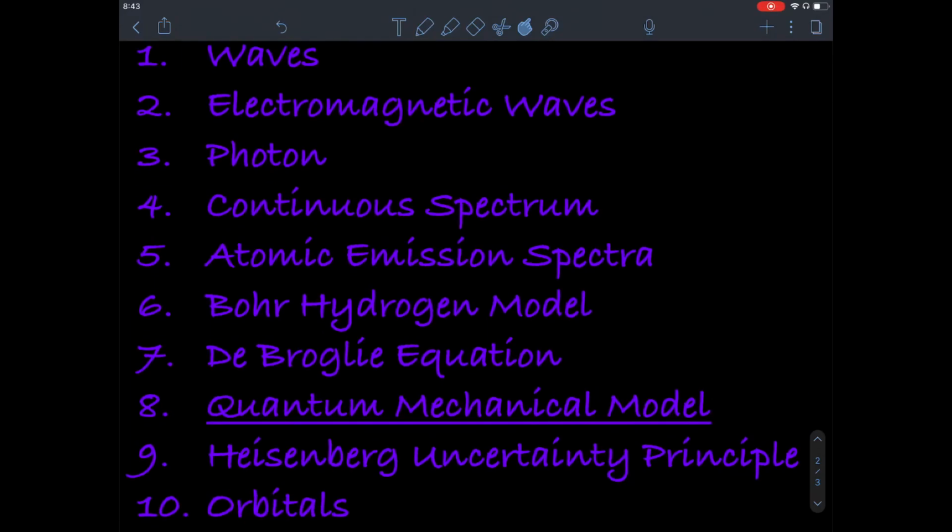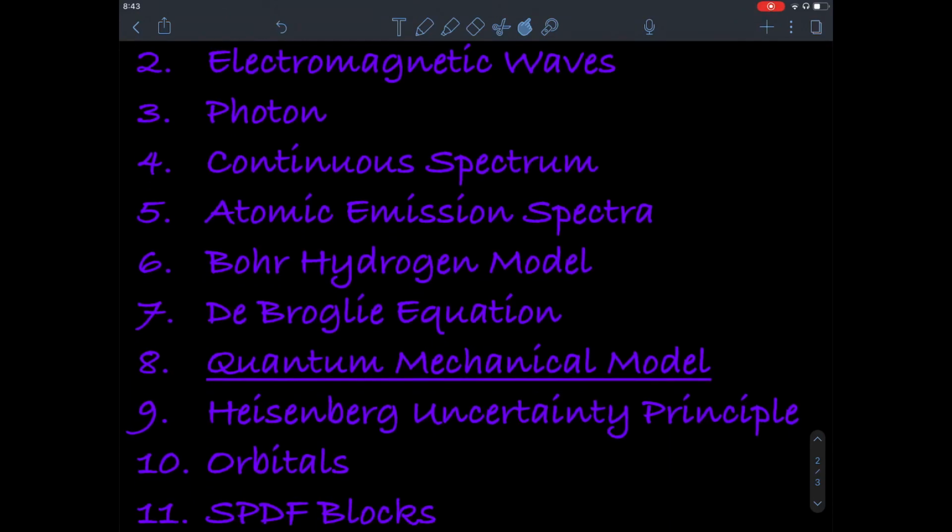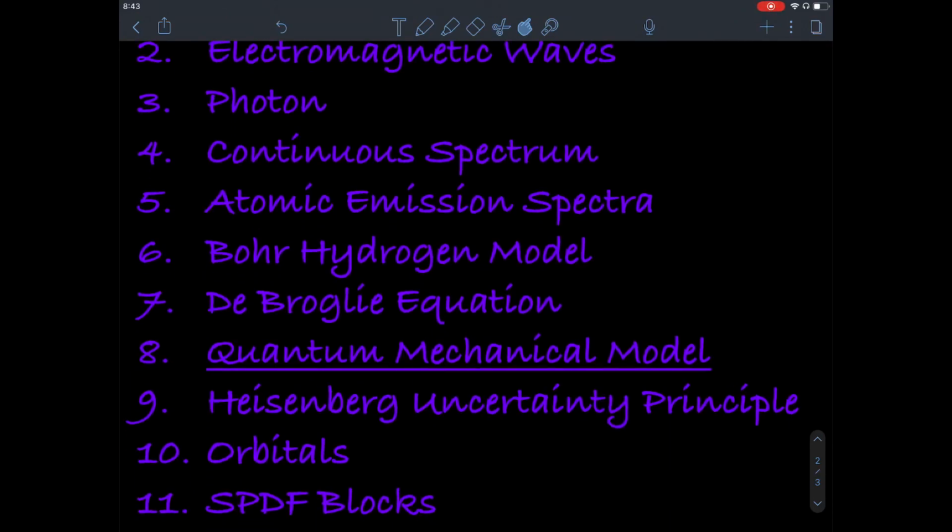Next, orbitals. Orbitals are three-dimensional versions of electron shells. It provides a relative location of an electron 90% of the time. These orbitals can be divided into 4 blocks known as S, P, D, and F. 11. SPDF blocks. SPDF blocks are used in electron configuration and determine the orbitals of specific atoms. S has the lowest energy level and F has the highest energy level.